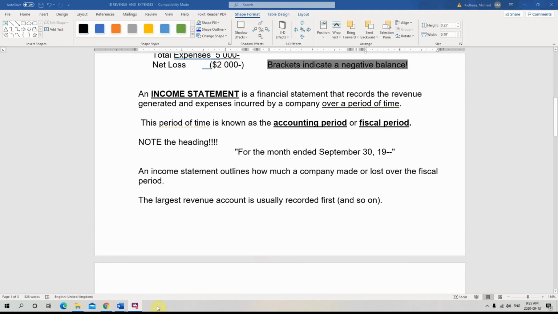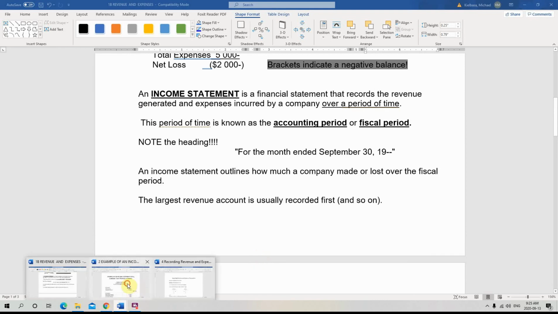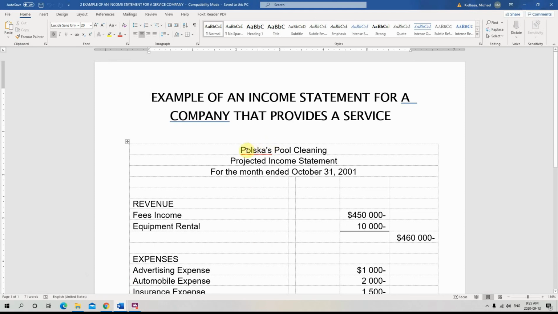All right, so I'm going to show you an income statement right now. So again, it's going to answer who, what, and when. In this case, we have an income statement for Polska's pool cleaning. Now don't worry about the word projected. Just put income statement and the period of time covered by the income statement, which in this case is for the month ended October 31st, 2001. You have to put this little bit of information because it's going to tell the person looking at the income statement what the fiscal period is.